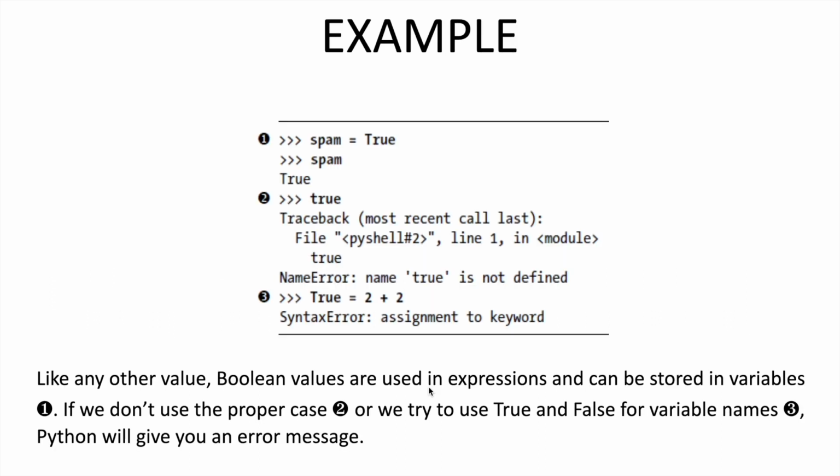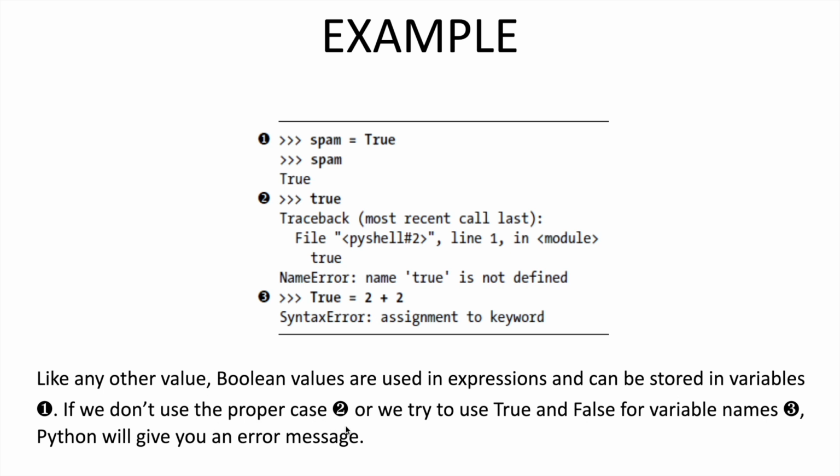Now we will see this example. Like any other value, Boolean values are used in expressions and can be stored in variables. Here in this example, I am storing my Boolean value True in the variable spam. I have discussed variables in one of my videos; you can see that video also if you have any doubts regarding variables. A variable is nothing but a place to store a value. Here spam is a variable, and it can store the value True. So Boolean values can be stored in a variable.